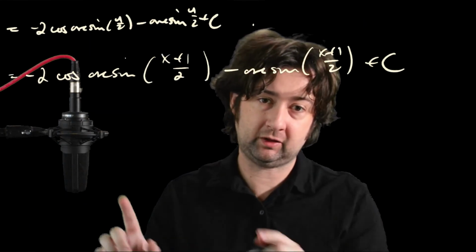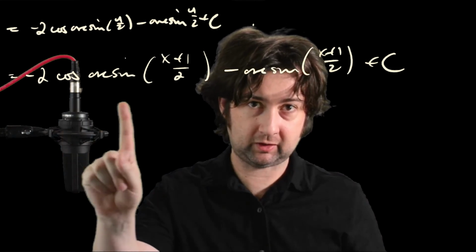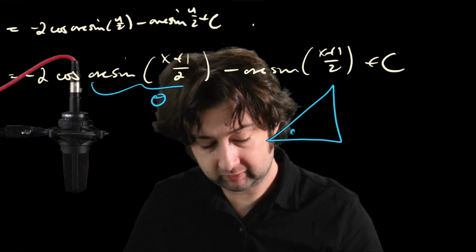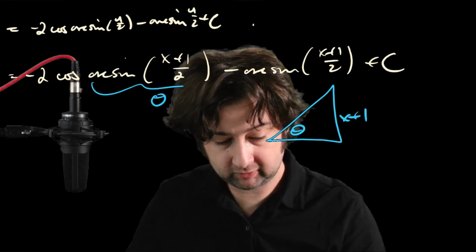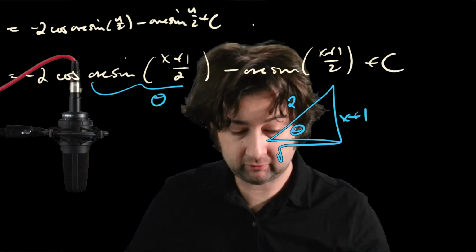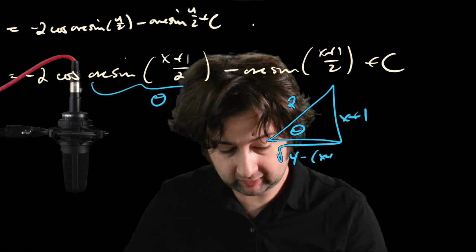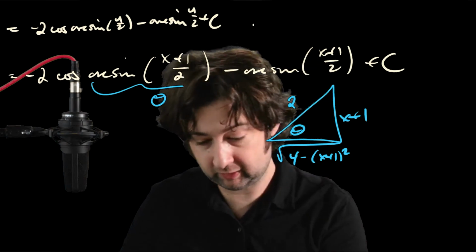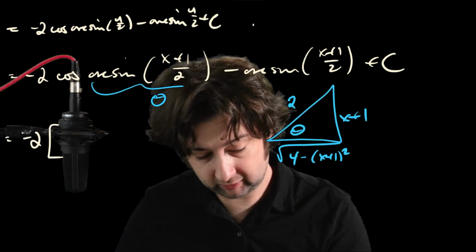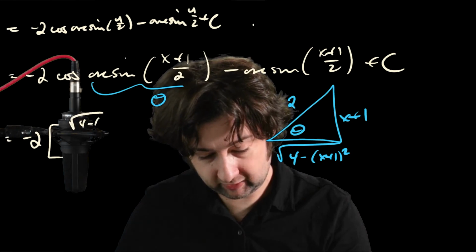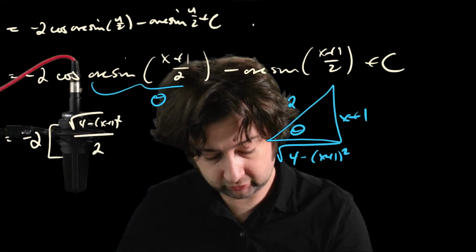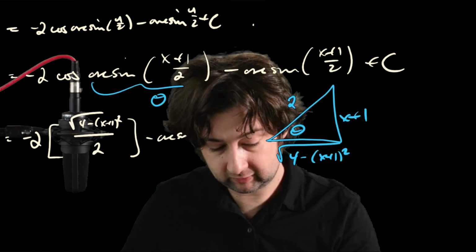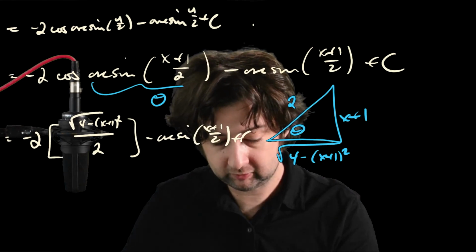Finally, using the right triangle method, we can actually get an expression for the cosine of the arcsine. So all of this is a theta. The triangle that goes with it looks like this. There's a theta here. The opposite side is x plus 1. The hypotenuse is 2. By the Pythagorean theorem, this side is the square root of 4 minus (x plus 1) squared. And that means that the cosine of that angle is equal to the adjacent side over the hypotenuse. And all of this is negative 2 times the square root of 4 minus (x plus 1) squared over 2, that's the cosine of the arcsine, minus the arcsine of (x plus 1) over 2, plus C.